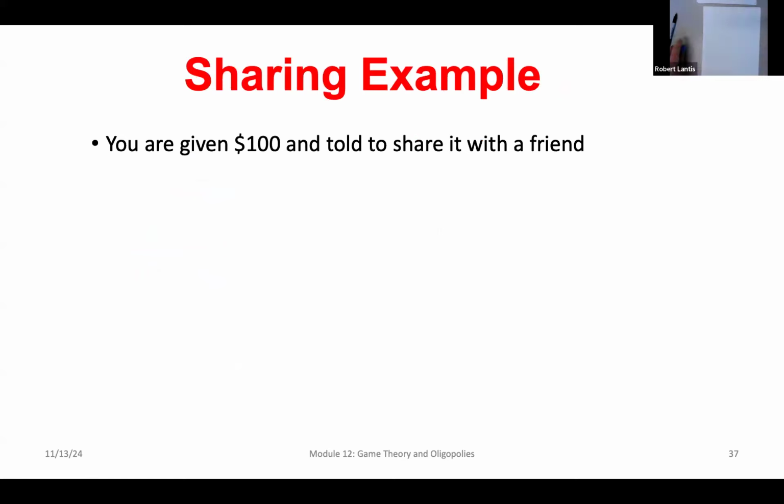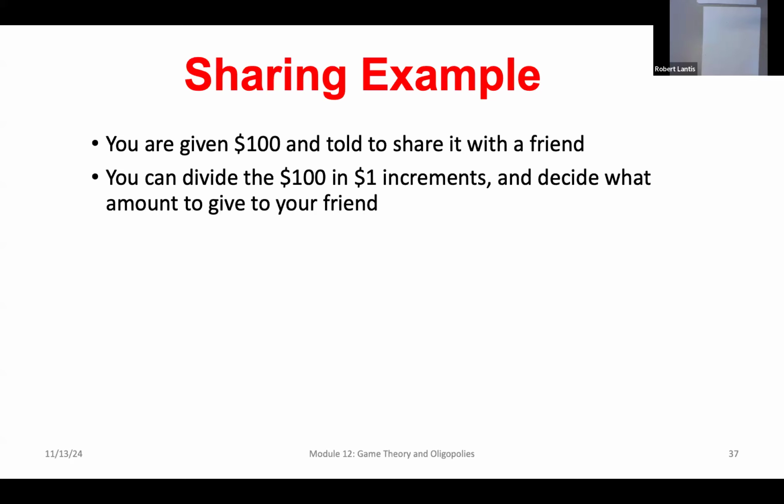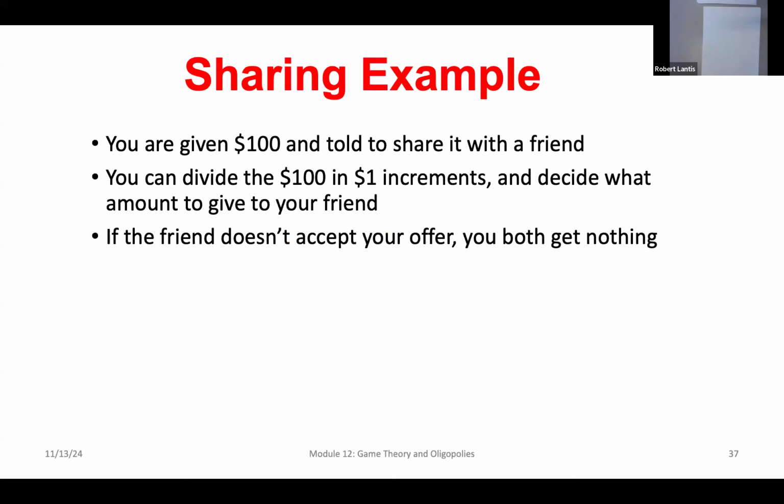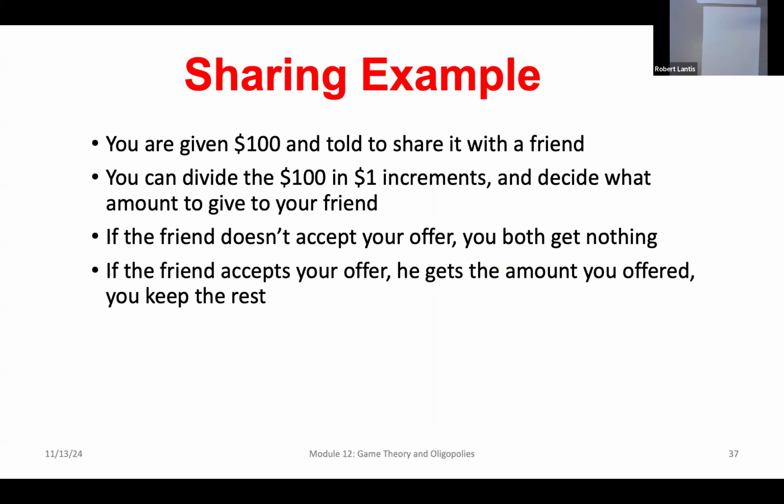So I have another example for you to think through. I have this sharing example. Let's say you've got $100 and you're told you can share it with a friend. You can divide it up into $1 increments. If your friend rejects the offer, you both get nothing. If your friend accepts the offer, he gets to keep the amount you offered him, and you get to keep the rest. So what is that going to look like?